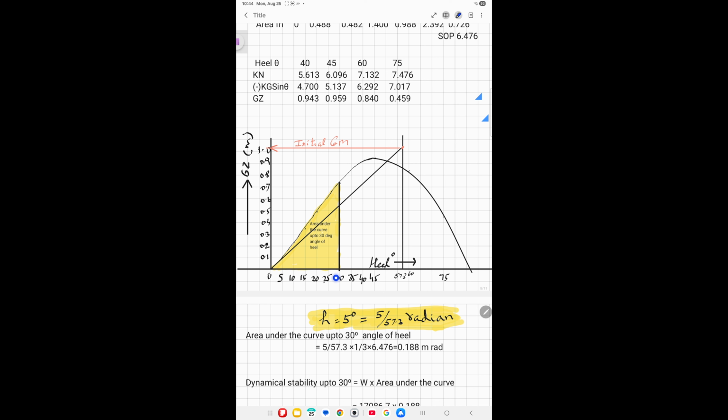And I have drawn here because the question is asking dynamical stability at angle 30. This is 30-degree angle of heel. Just for explanation, I have shown this. This is the area under this curve. This part of the curve is required for dynamical stability. Although this question is not asking us to draw the curve, you may skip the drawing of the curve and directly just go with the values here. But I've done this extra because maybe there is another question where they're also asking to draw the curve. So take this opportunity to see how the curve is drawn.